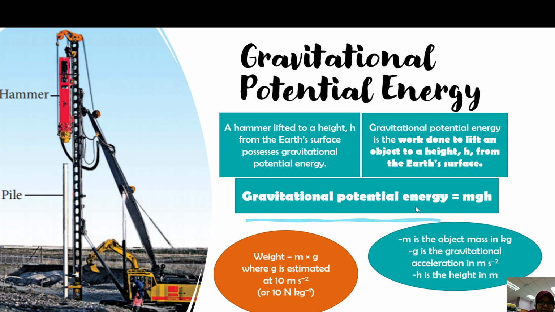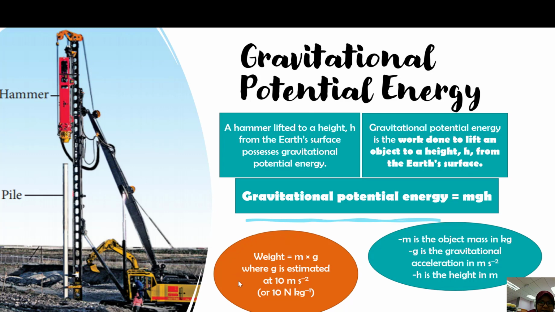Gravitational potential energy is equal to mgh, where m is the object mass, the unit must be in kg, g is the gravitational acceleration, the unit is meter per second squared, and h is the height, in meters.